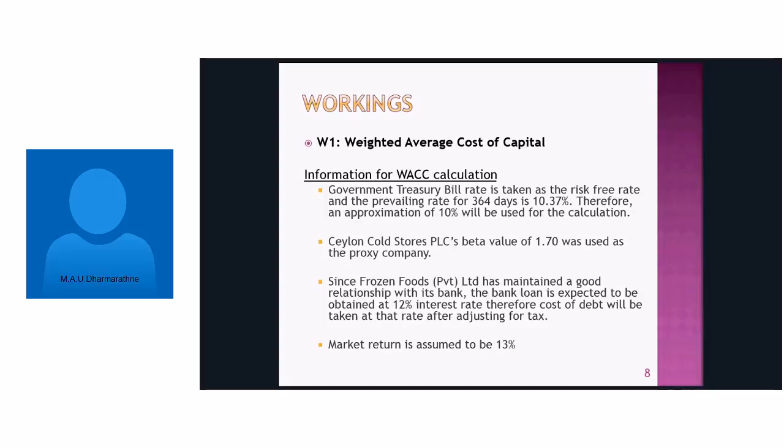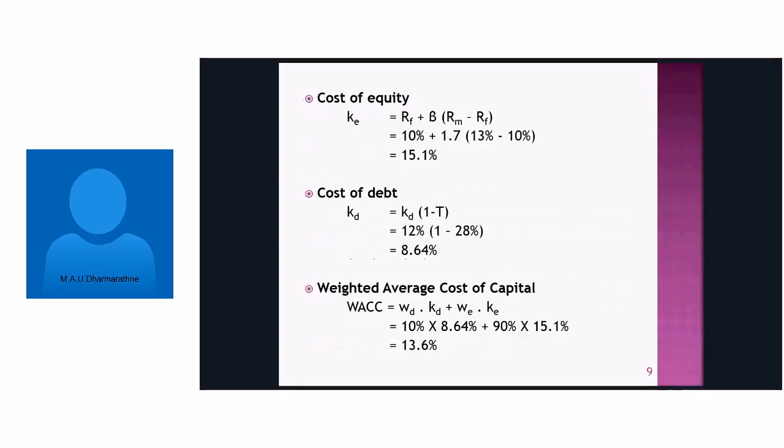And the bank loan is taken at a 12% interest rate. Therefore, the cost of debt will be 12% after adjusting for tax. And the market return is expected to be 13%. Then the cost of equity calculation. Cost of equity is 15.1%. Cost of debt is 8.64%.